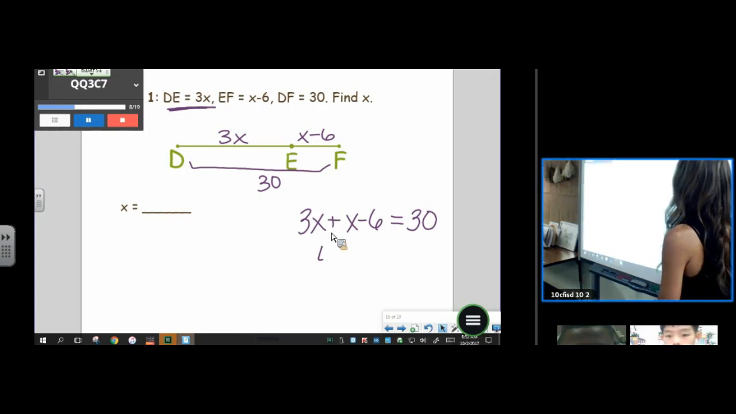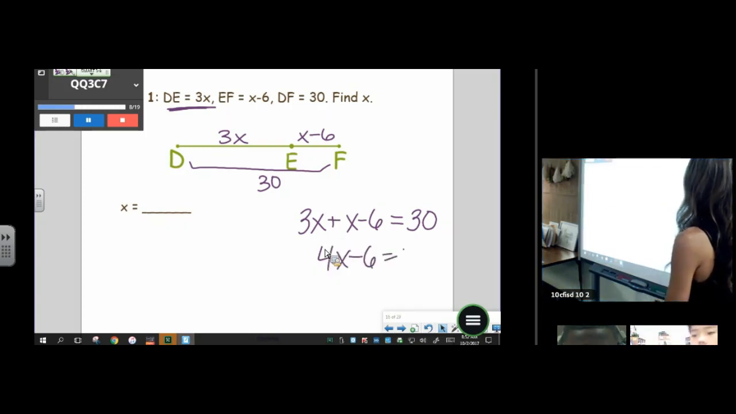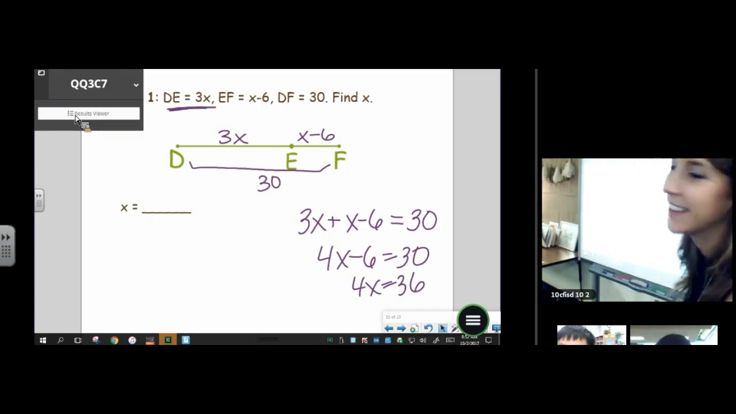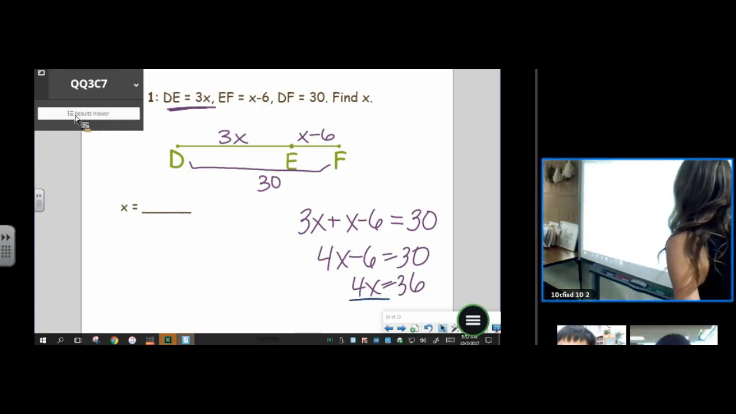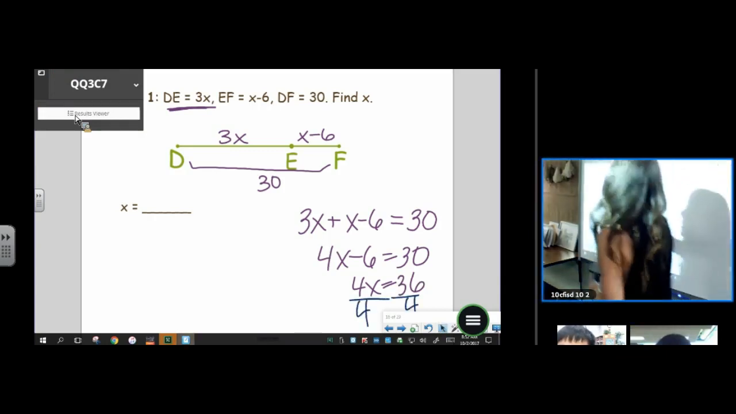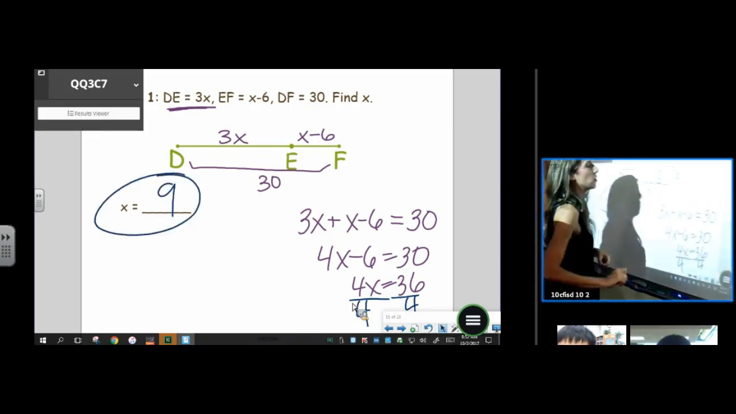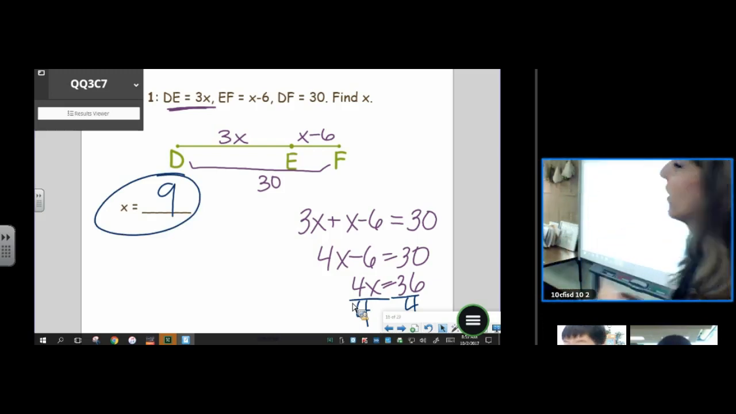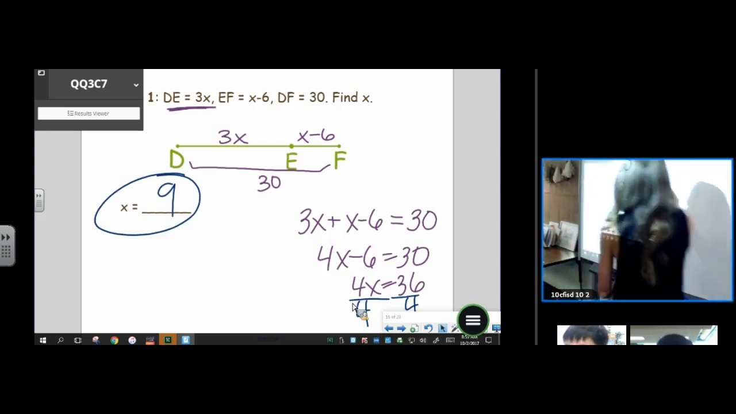Combine like terms. Add 6 to both sides. You know the drill. Divide by 4. So last step, the opposite of multiplying is dividing. X equals 9. Of course, you could plug it back in and find out if your answer was right.